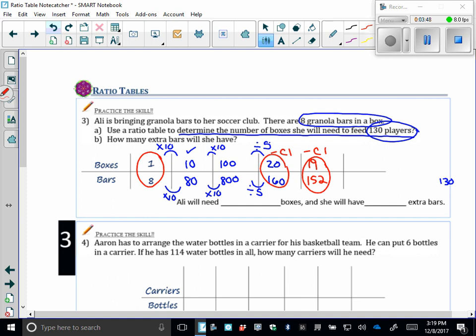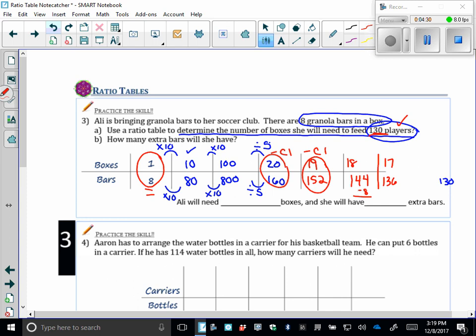If you take another box away, you have 18 boxes, but then you have to take away 8 bars. So it's a little slow, but you'll get there in the end. If I take away 8 more bars, I have 144. And if I do it one more time, I'd have 17 boxes. If I take away 8 more bars, I have 136. And now everybody gets a bar.